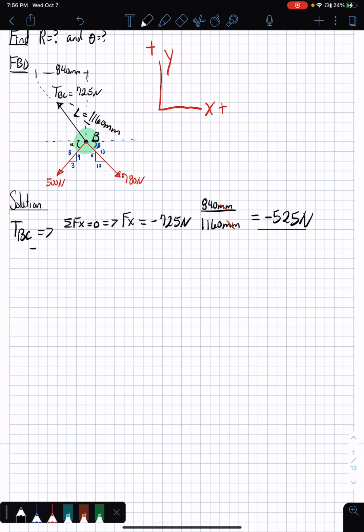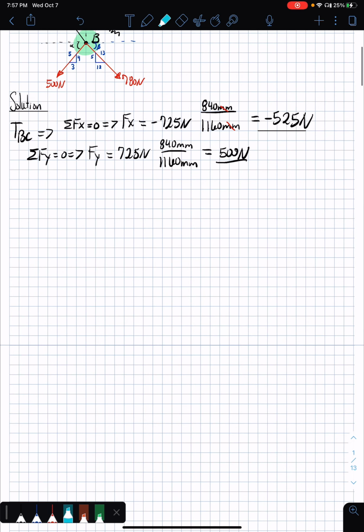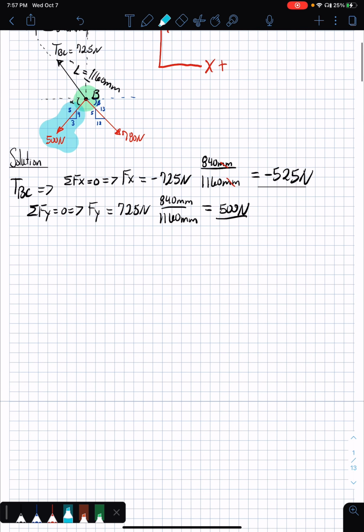And we'll do the same thing for the sum of the forces in the y direction, equal to 0. F of y is going to equal a positive 725 newtons. Also using the same dimensions, 840 millimeters over 1160. This will come out to 500 newtons. Alright, so now tension BC is completed and we're done with it. We can go on to the next one, which will be the 500 Newton force, this force right here. You can see a little better.